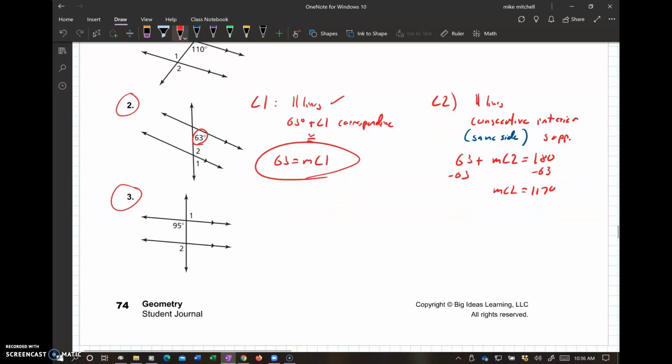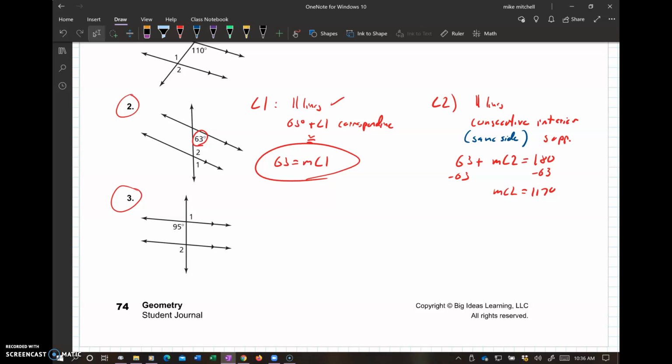Okay, number 3. Again, I'm going to use this 95-degree angle. So I've got my parallel lines. I have vertical angles here for my 95 and angle 1. So I don't even actually need the parallel lines. That wasn't needed. My property is congruent.